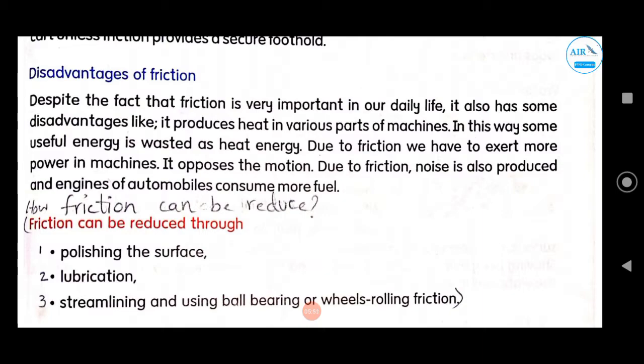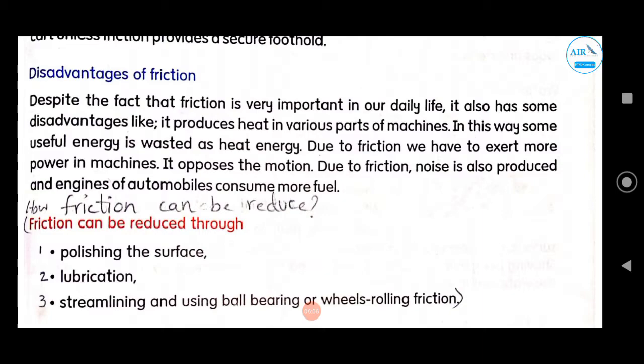For example, friction produces heat. Machines that are working, their parts go in contact with each other. When they slide, they produce heat. As a result of any mechanical, any physical activity, we have heat produced.